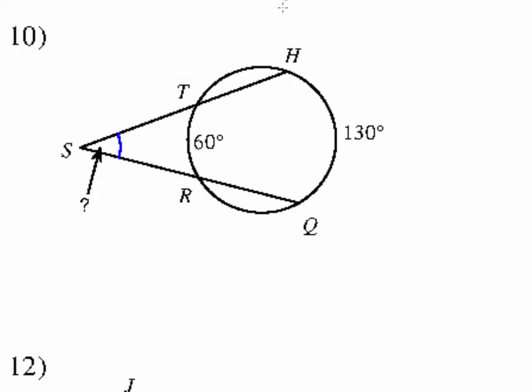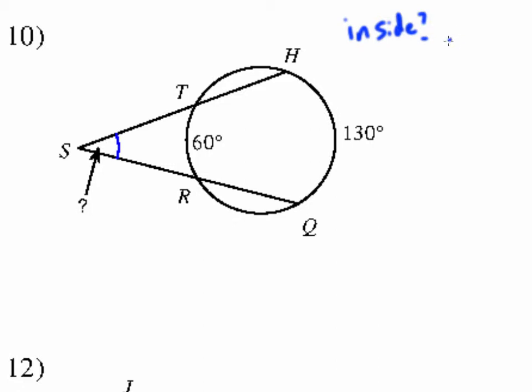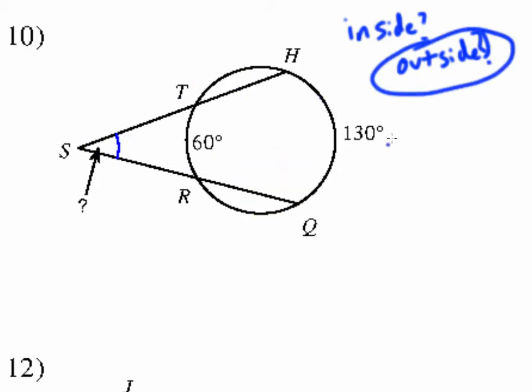Here, number 10. Now this angle right here, what is this angle? Remember, it is not central, it's not inscribed, it's floating. You have to ask yourself, is it floating on the inside, where it's the sum, or is it floating on the outside, where we use half the difference? And here, clearly, here's our circle, it's outside. So we know we're going to be half of the difference.